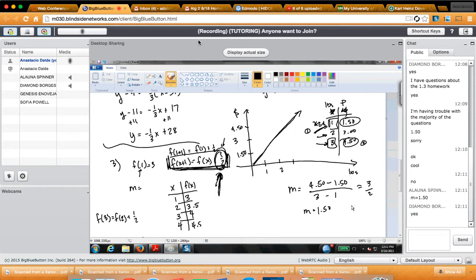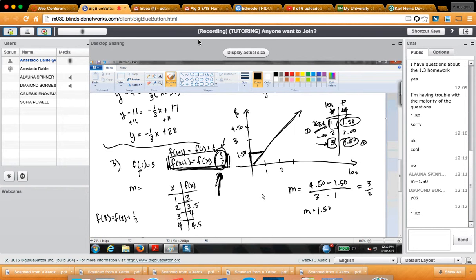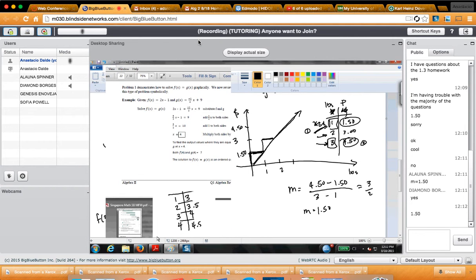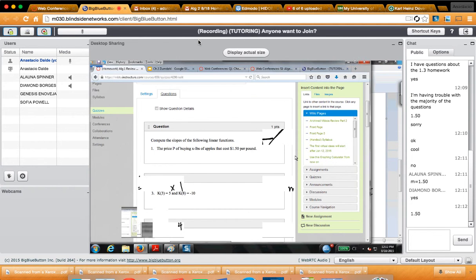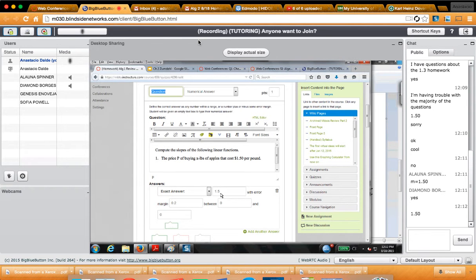And if you think about it, how far up do you have to go for every 1 pound you go across? You have to rise $1.50 for every one you go across, right? Yeah. So I actually gave you the answer. I think you just plug in $1.50 in here. Yeah, or 1.5.